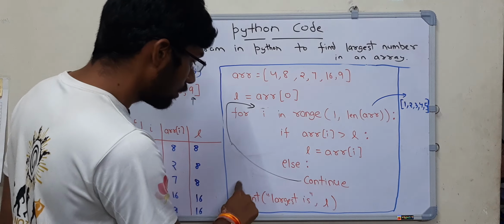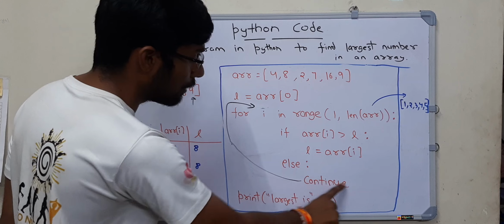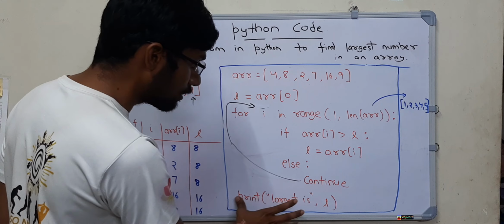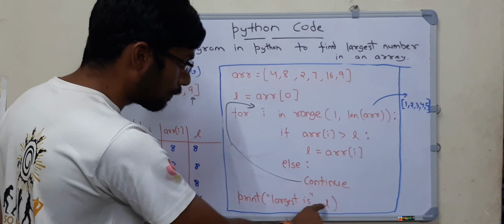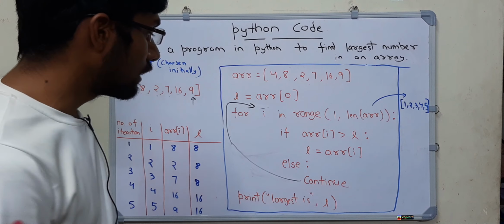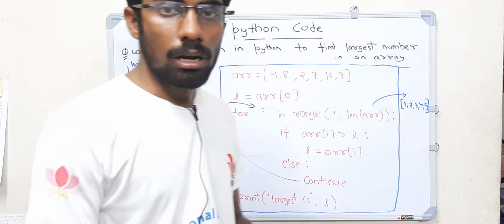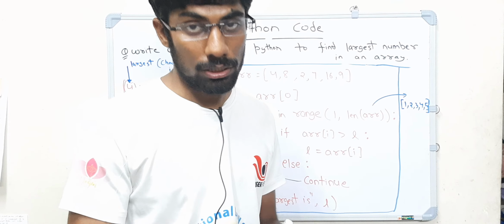So at last it will come to this print statement. This print statement is outside the block of this for loop. So it will print the largest is 16. The output will be: largest element is 16.